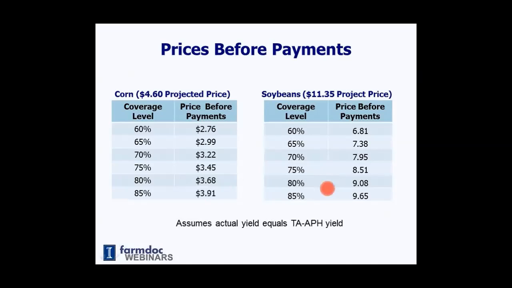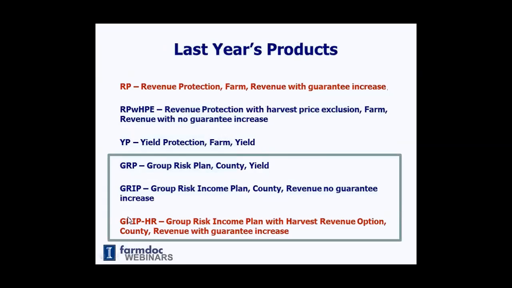Soybeans, 85% coverage level, $9.65; 80%, $9.08. Again, on soybeans, we'll have to be looking at prices below $10 before we're making payments, given that yields have not declined. So, a different sort of production environment this year compared to last year.